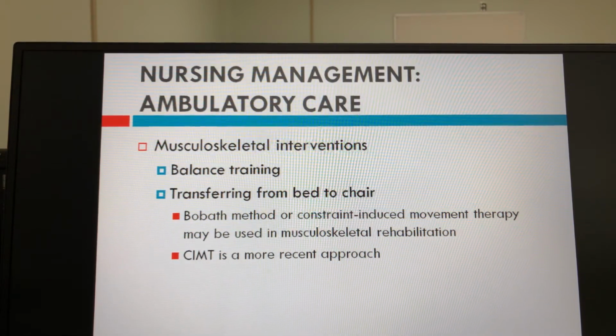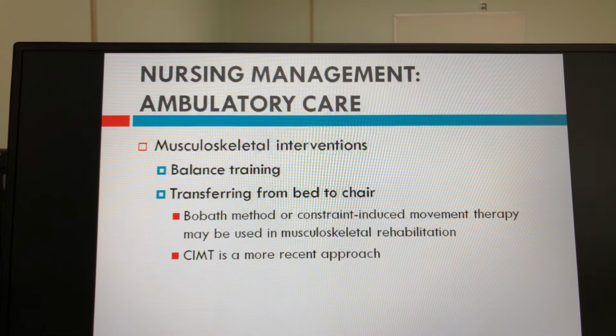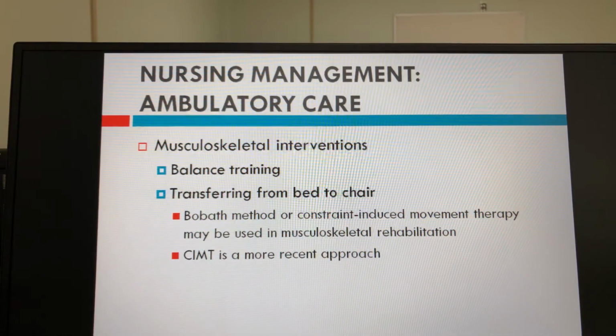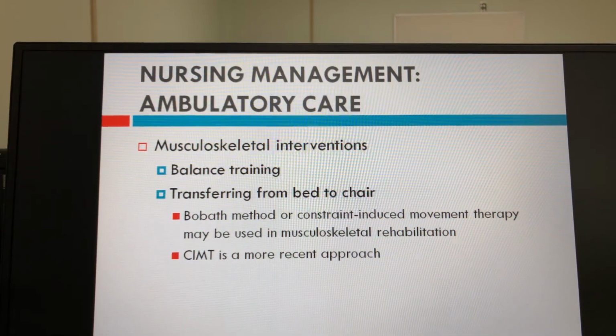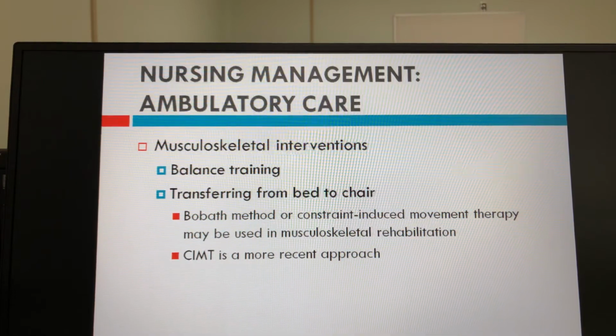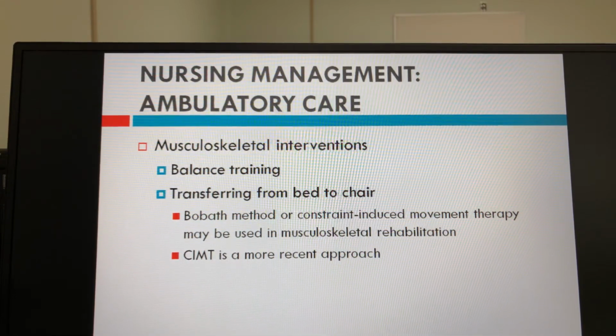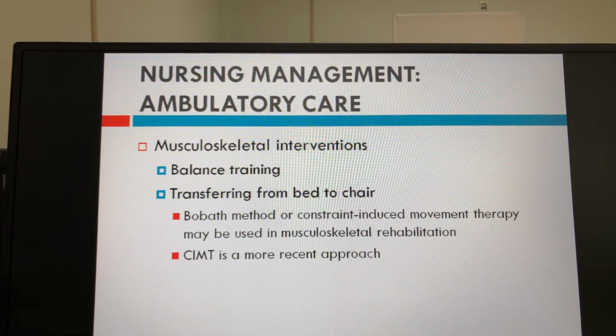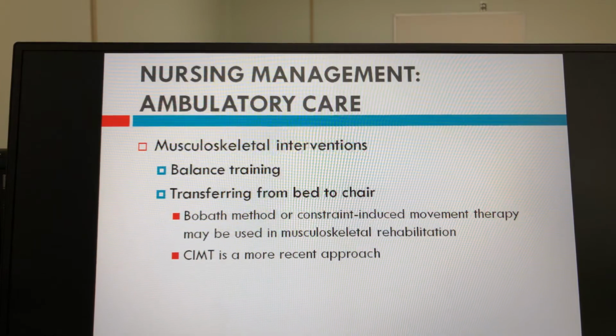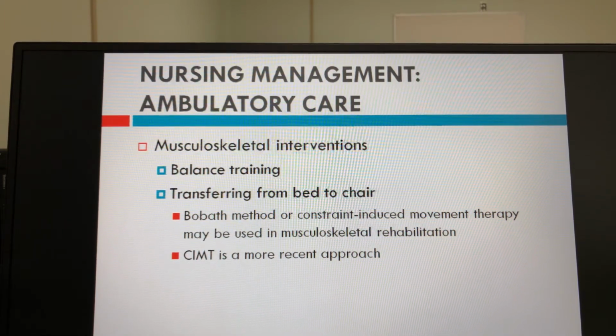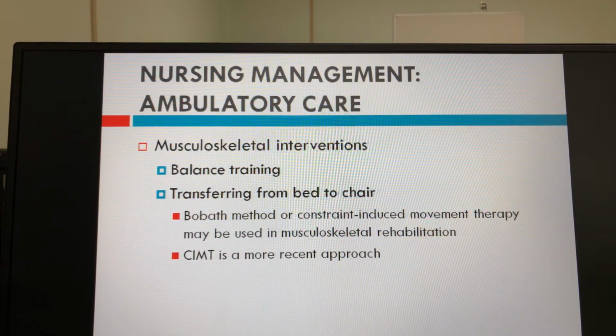Supportive or assistive equipment such as canes, walkers, leg braces may be needed on a short or long-term basis for mobility. And the physical therapist usually selects the most appropriate supportive device or devices to meet individual needs and instruct the patient regarding the use of those devices.